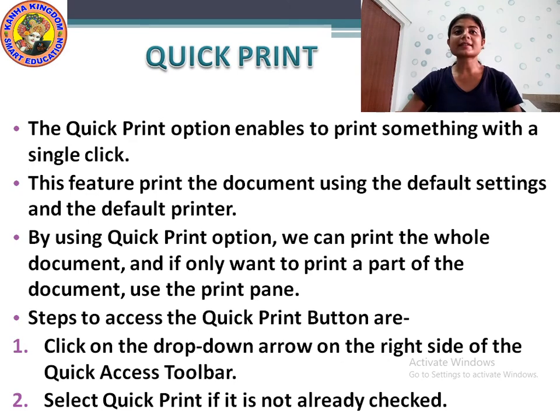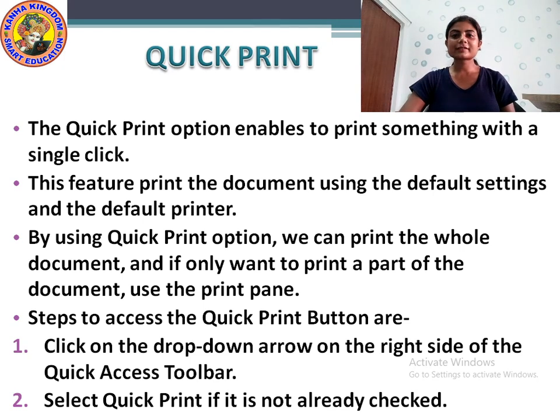Then what are the steps to access the quick print button? How can you use this quick print option? First, click on the drop down arrow on the right side of the quick access toolbar. Then select quick print if it is not already checked. This is how you can access the quick print button in MS Word. Understood?